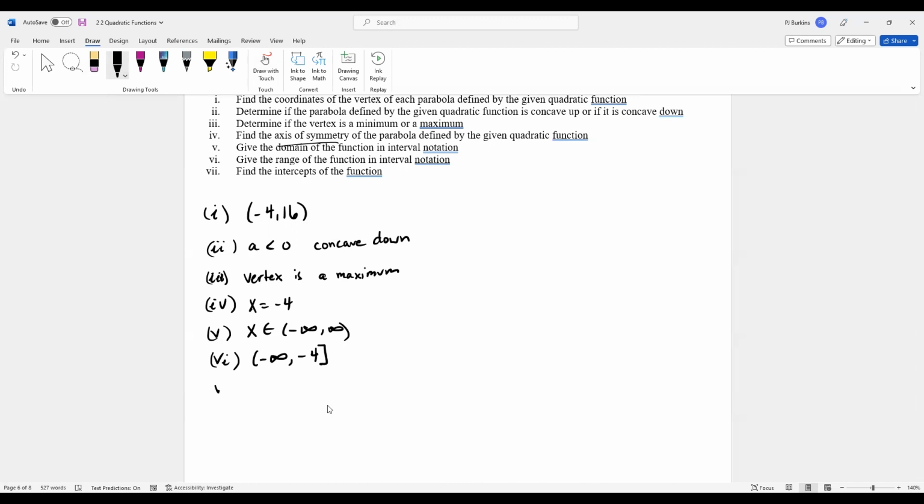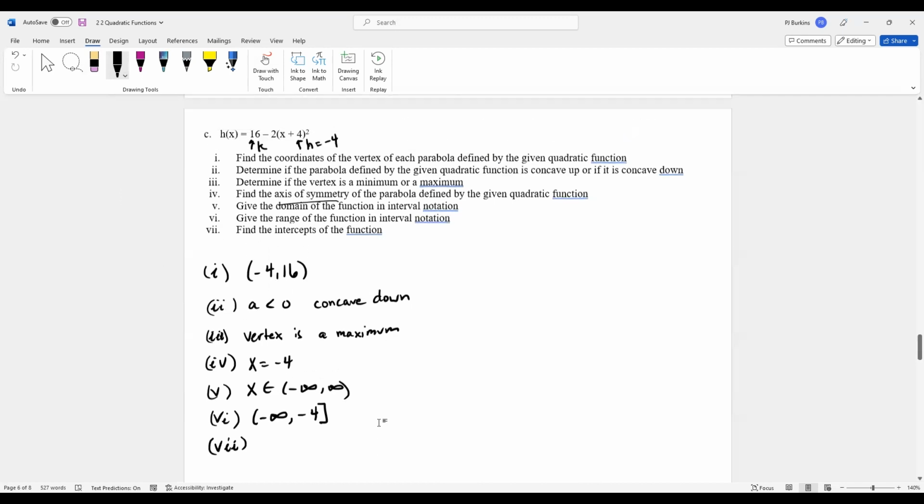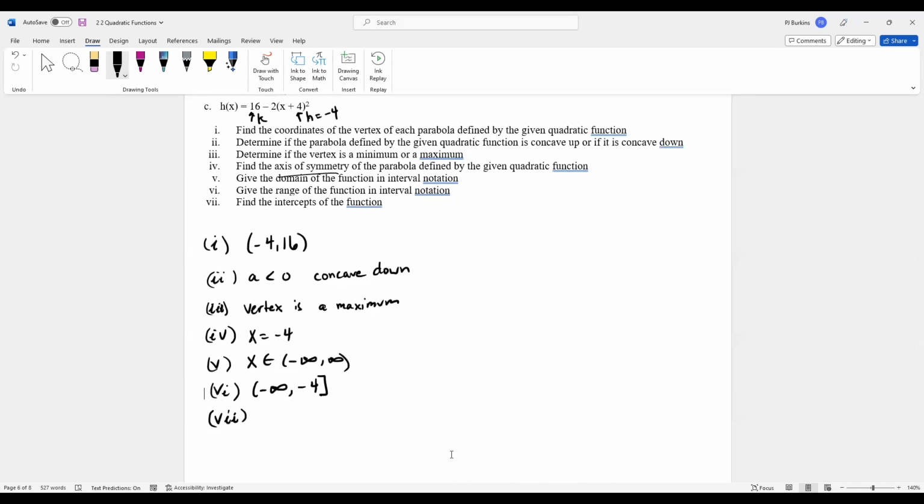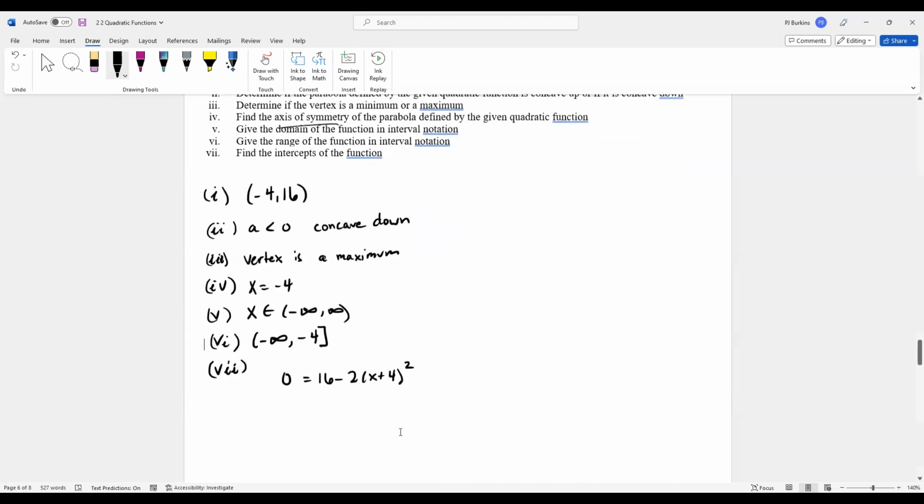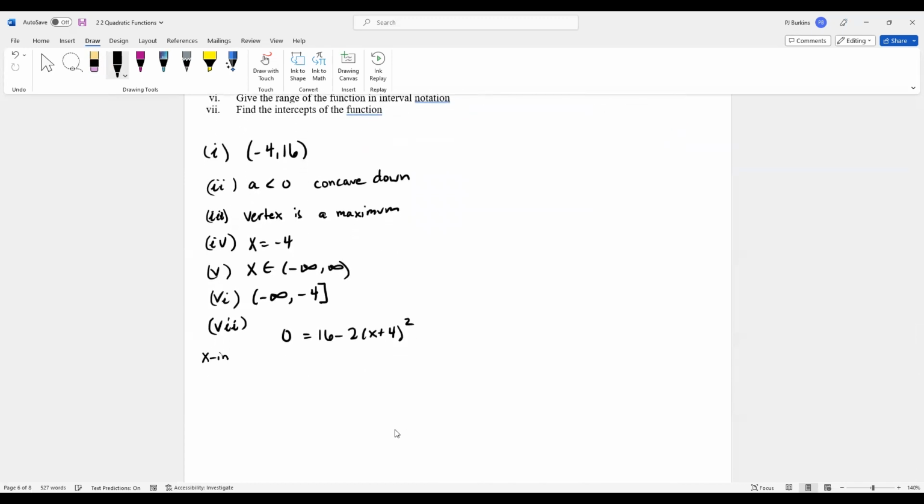Then the last step says find the intercepts. So I go back and find my equation here. I need to let y equal 0 and solve for x to get my x-intercepts. So I'm going to move 16 to the other side. Divide by negative 2. So I have 8 equals x plus 4 squared.